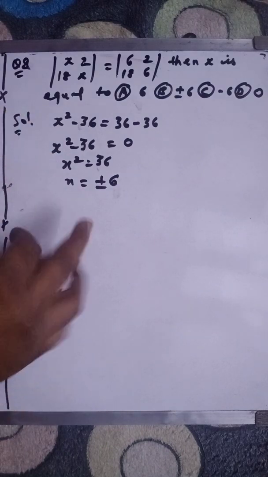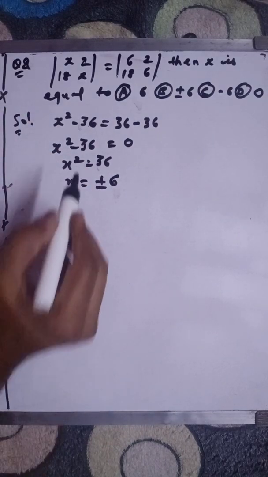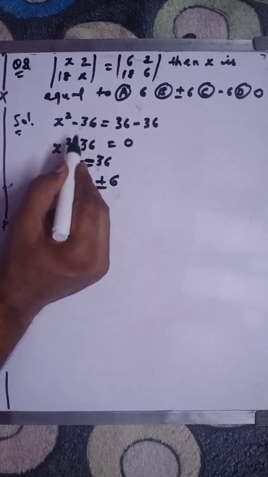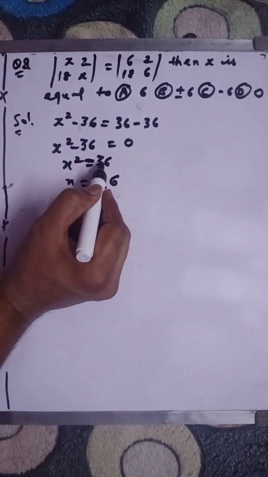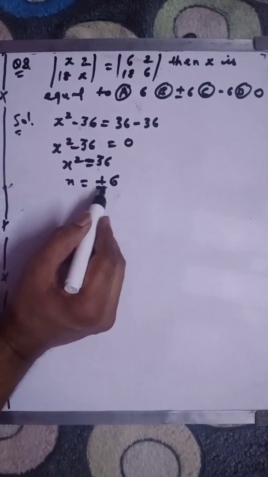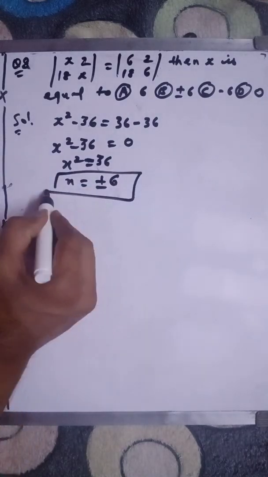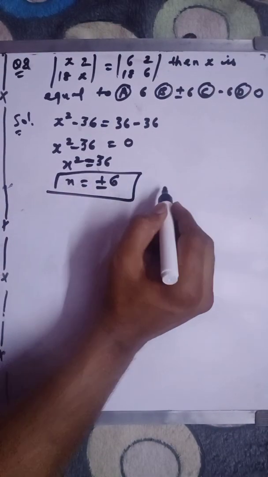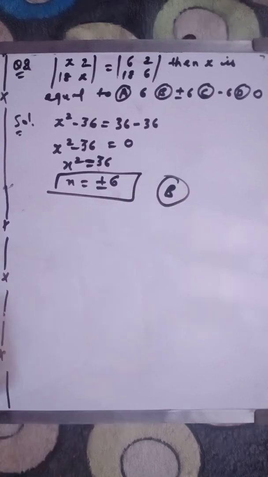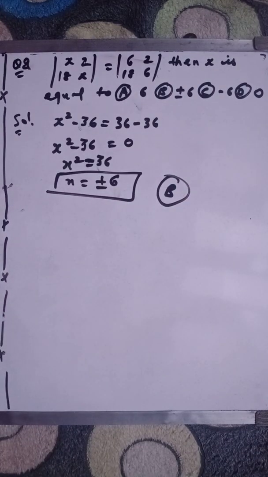36 will move to the right hand side like this. This is the equals sign. When it comes here, it will be positive 36. Your x would be plus minus 6. So this is the answer. So your option number B is correct. Fine. Okay.